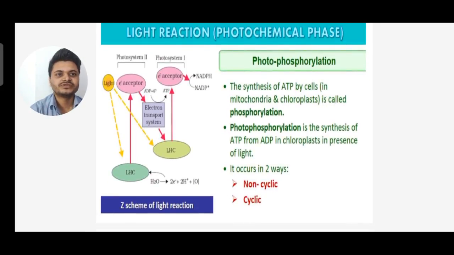Photophosphorylation. First, what is phosphorylation? The synthesis of ATP by cells in mitochondria and chloroplasts is called phosphorylation. And photophosphorylation is the synthesis of ATP from ADP in chloroplasts in the presence of light. Whenever light is involved, it is called photophosphorylation. It occurs in two ways: non-cyclic and cyclic.